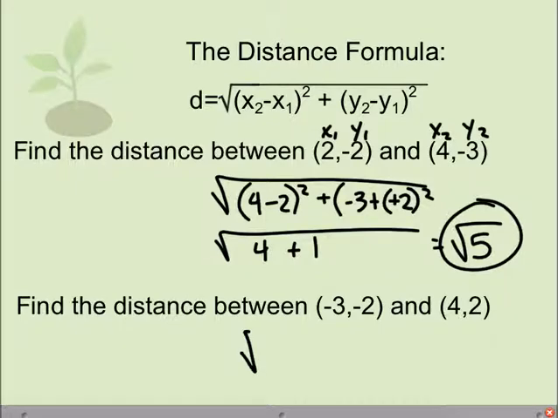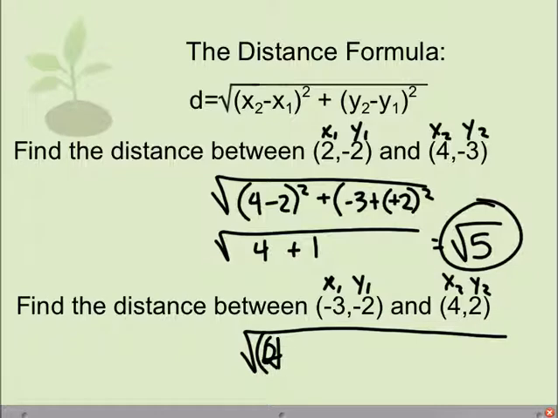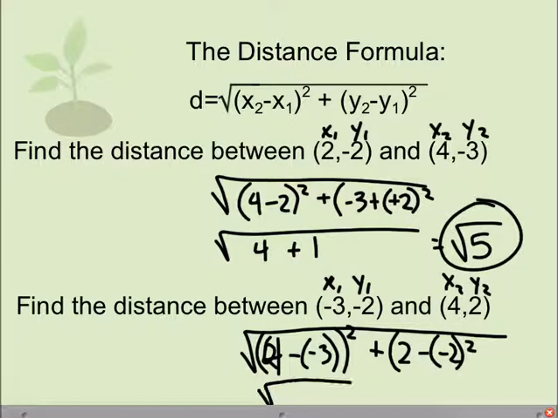All right, we do it again. Sorry, I started with the y's, so let me change that really quick. We're going to do x1, y1, and x2, y2. So I should actually have 4 here minus a negative 3, and I'm going to square that, and then add to it 2 minus a negative 2. I'll square that. And I'm going to get the square root.